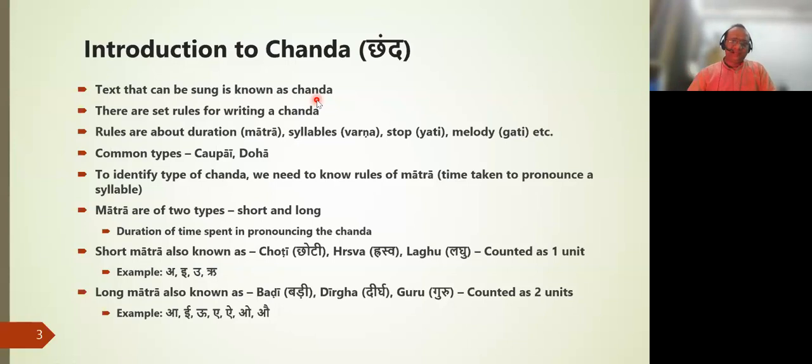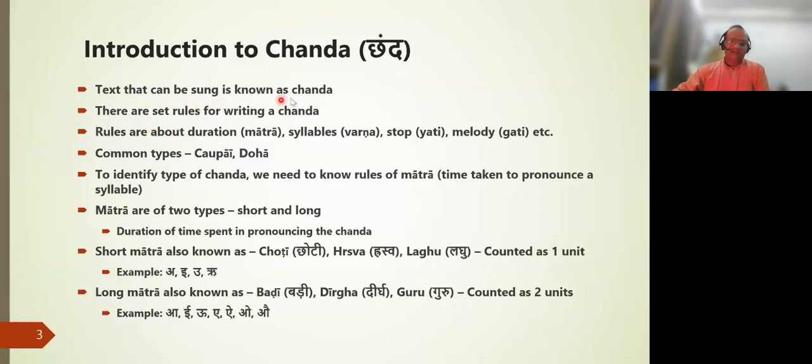In literature there are two types of text: one is prose and another is poetry. Prose is written in paragraphs, and long books are written in it, but poetry is more ornamental, more decorative, more beautiful. So chand is text that can be sung. In Hindi we also call it padya. One is gadya and another is padya. Gadya means prose, padya means poetry. So chand is related to poetry.